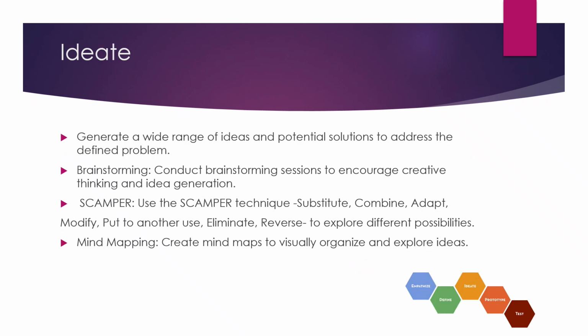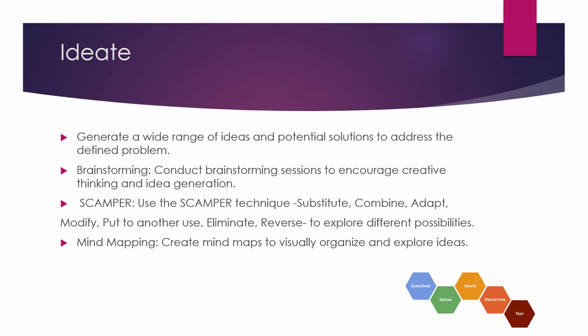Next, ideate. In ideate, we have to give the solution to that problem. For that, we have some activities: brainstorming, Scamper and mind mapping. Brainstorming is creating a session and encouraging the ideas. Scamper is substitute, combine, adapt, modify and put to another use. Eliminate and reverse. These all come under Scamper. S for substitute, C for combine, A for adapt and modifying.